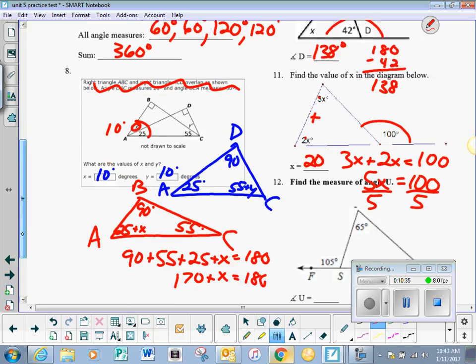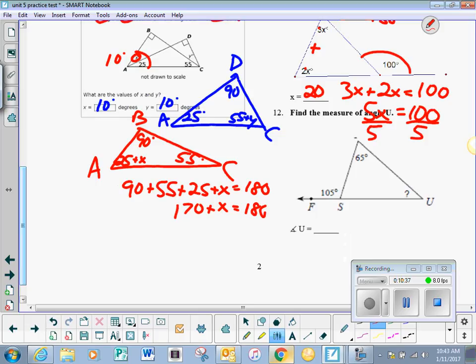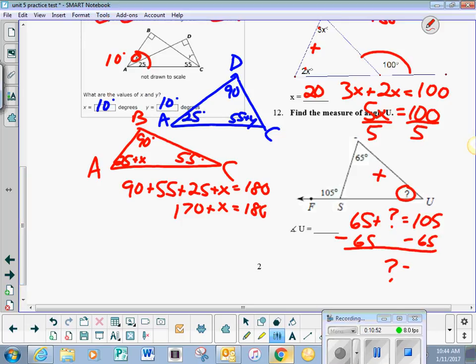Okay? How about the measure of angle U? I know this one plus this one equals that one. So 65 plus question mark equals 105. Well, when I subtract 65 from both sides, I get the question mark is 40. Normally, I wouldn't use a question mark. I would use a variable, but it's the same concept, right? Yeah. 40. Yes. Okay, now you.